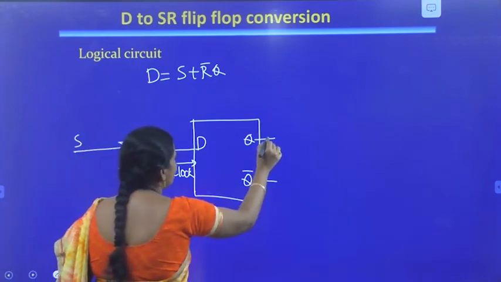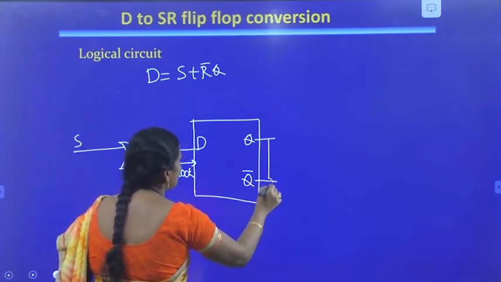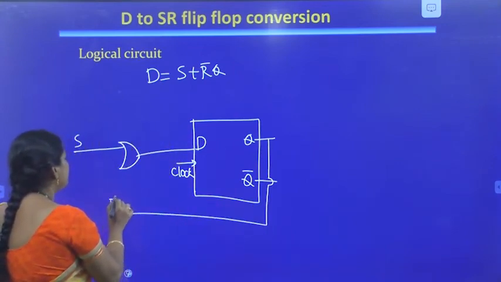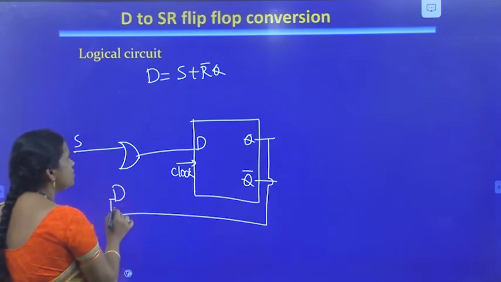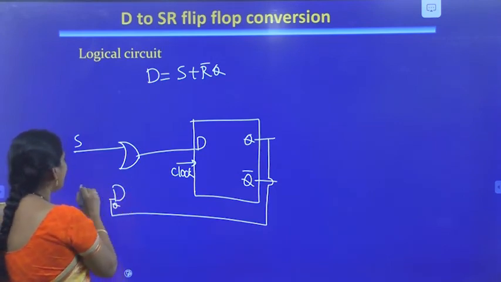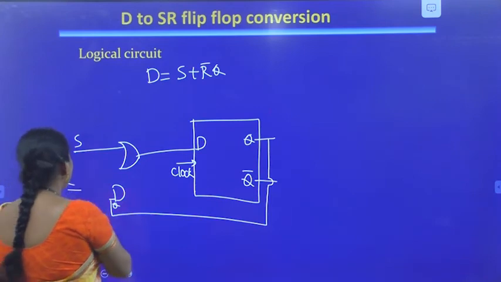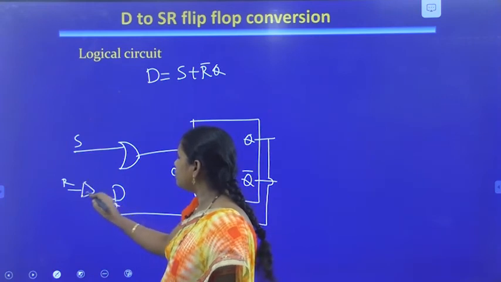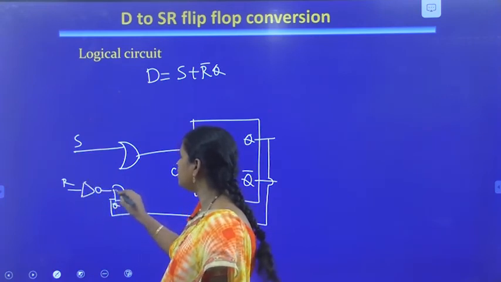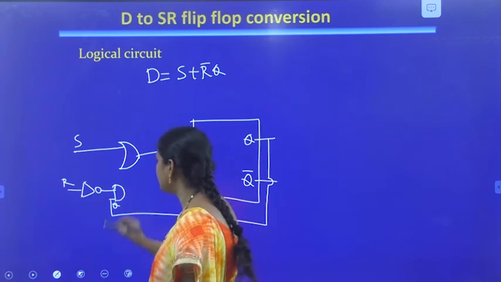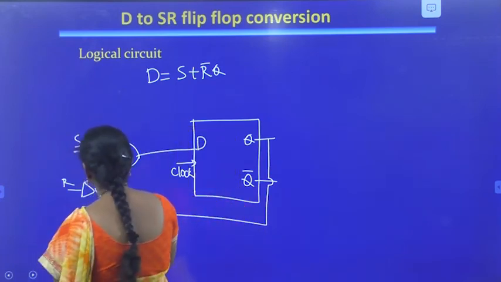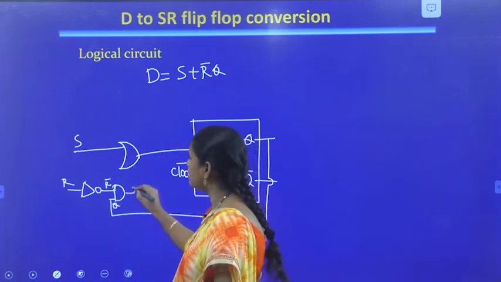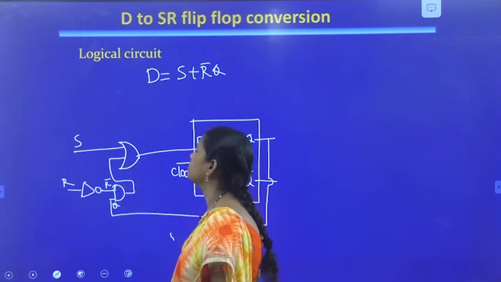So let us take Q from here. Let us write one AND gate here. So this is my Q, and then let us take R bar. So this is my R. I am going to take one input, that is R, and then take the complement of it, so that becomes R bar, and then give this as input for this AND gate. So here we have R bar and Q. Give this AND gate output as the other input for this OR gate.